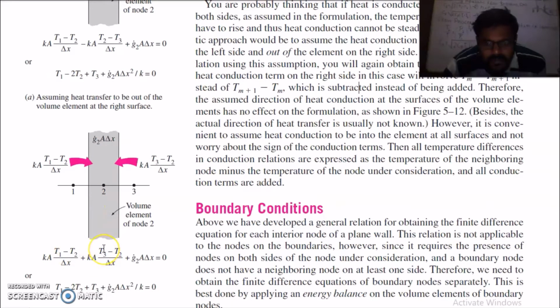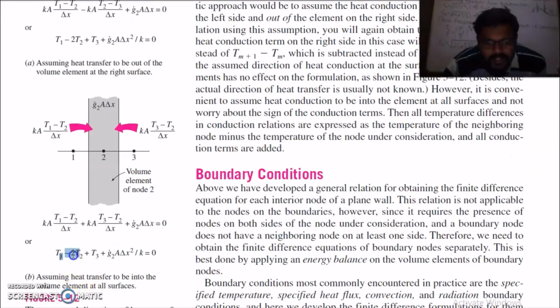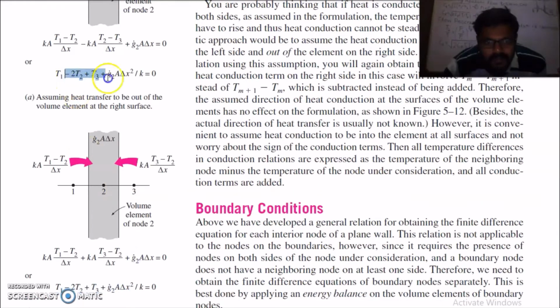So then all the temperature differences in conduction relations are expressed as the temperature of the neighborhood node minus the temperature of the node under consideration, and all conduction terms are added. So you will get this equation here, which is the same as this equation.